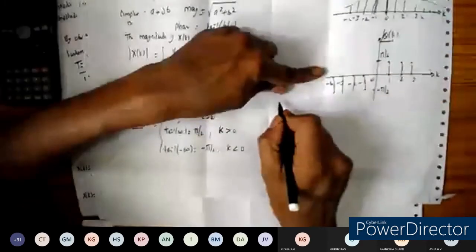OK, so like this we can find out the magnitude and the phase response. Take the next problem, problem number 3. These are the problems I am solving. This problem has been asked in the exam plenty of times.